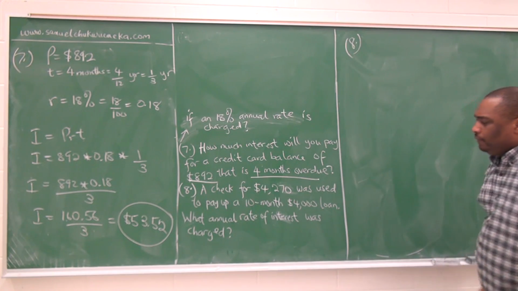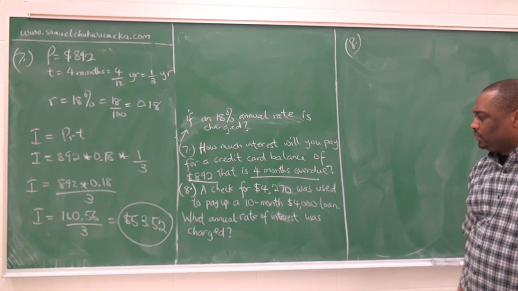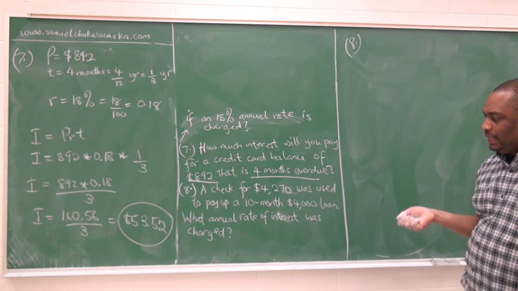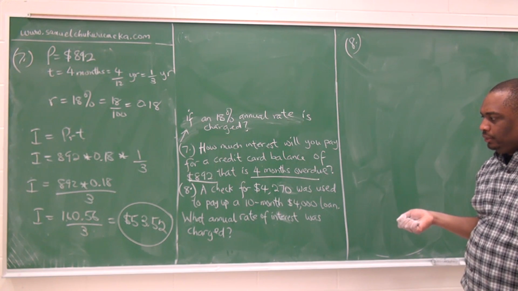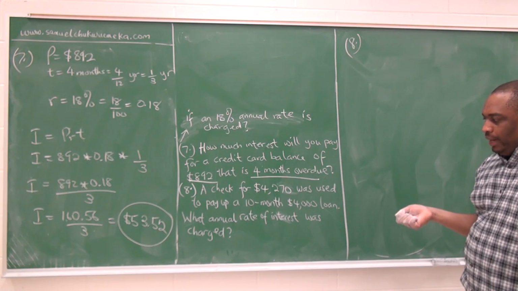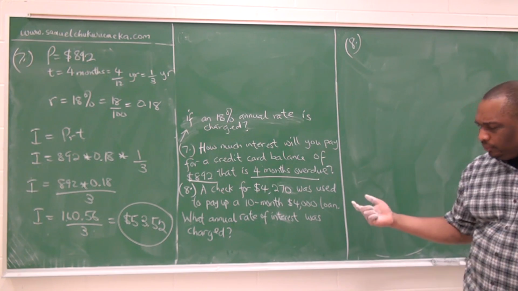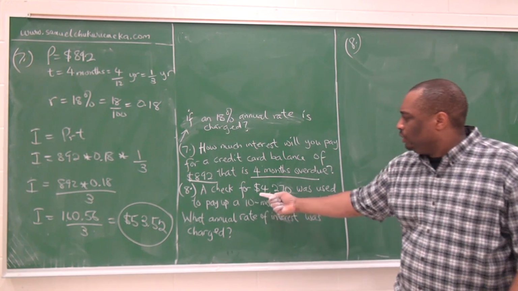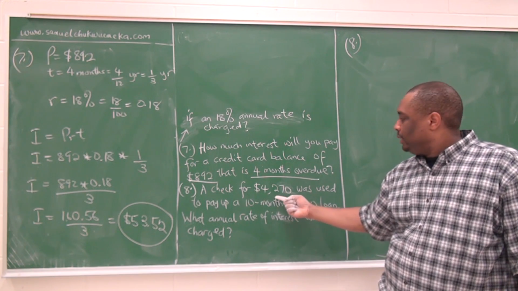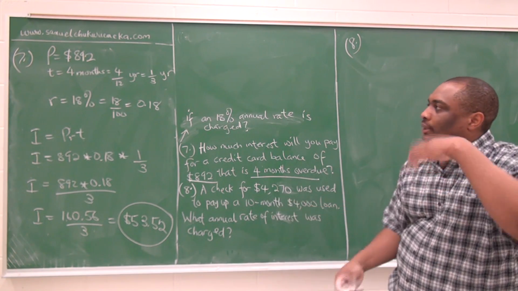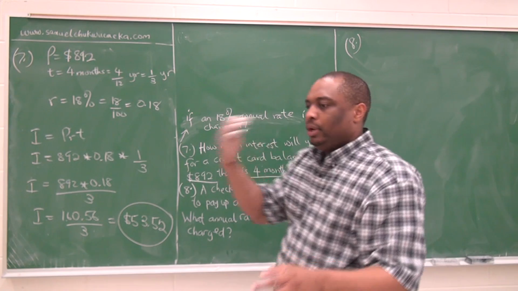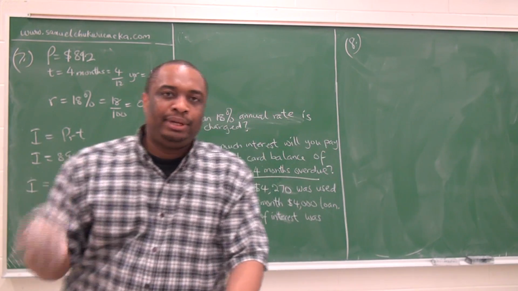Number 8. A check for $4,270 was used to pay up a 10-month $4,000 loan. What annual rate of interest was charged? Okay, you use this check, right? And that reminds me now of what we call the amount and the principal.